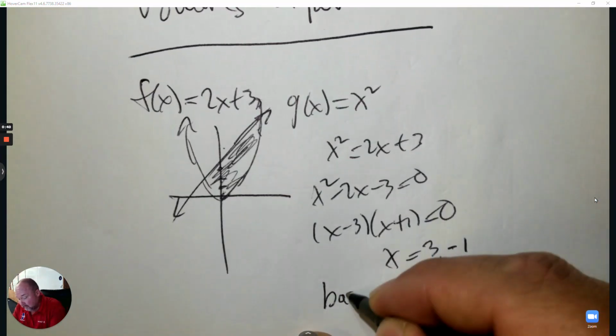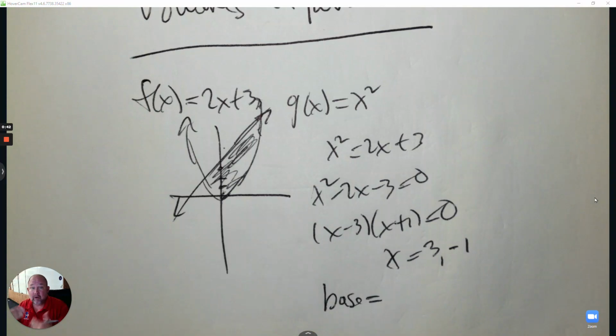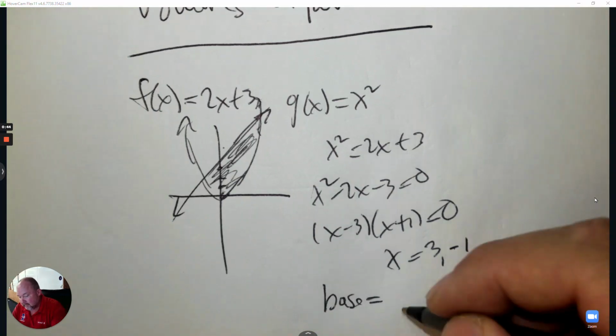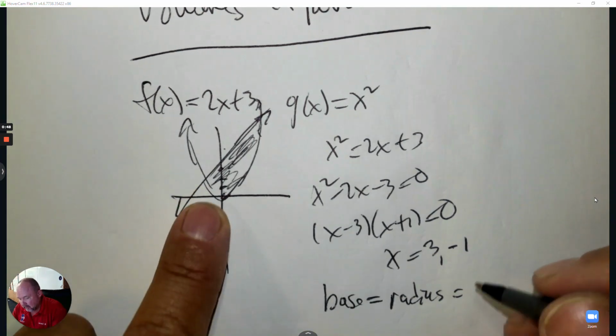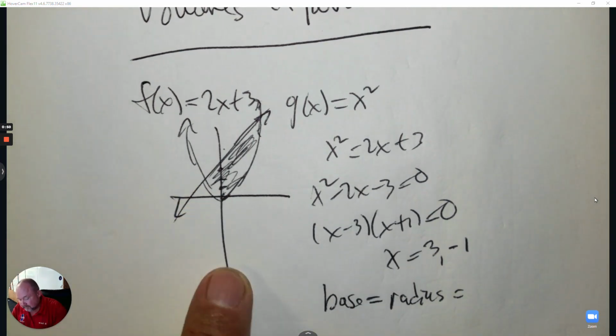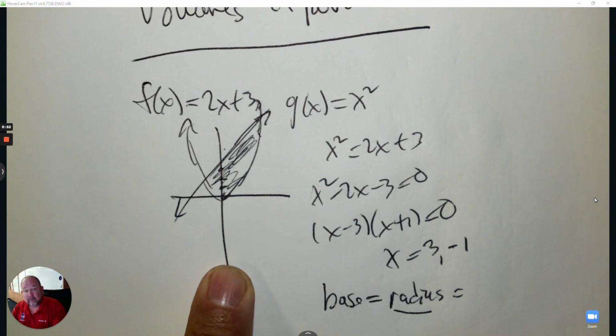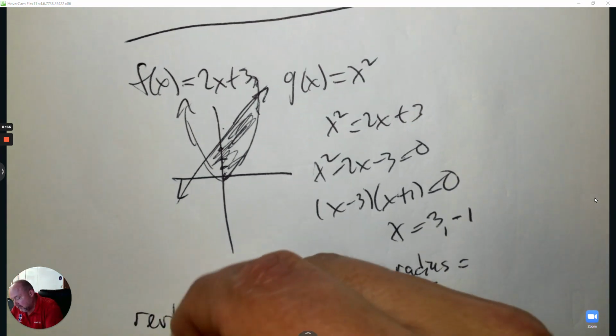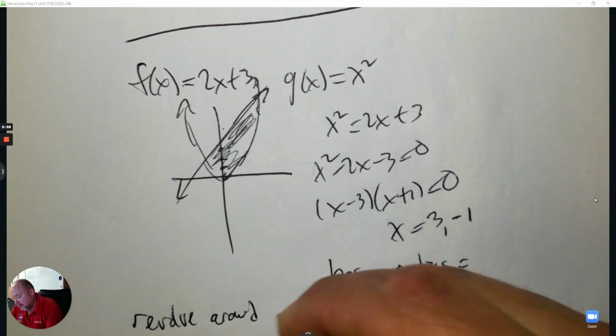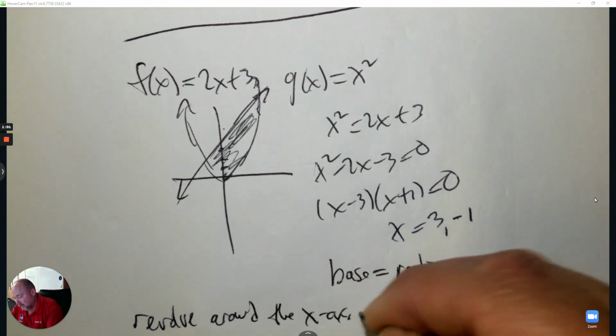Our base in this situation, we're revolving in this one, so it's going to be circles. So our base is actually the radius, not the diameter. So when I go top subtract bottom, I need to realize that it's the radius. But first, let's talk about revolving around something. Let's say I revolve around the x-axis.